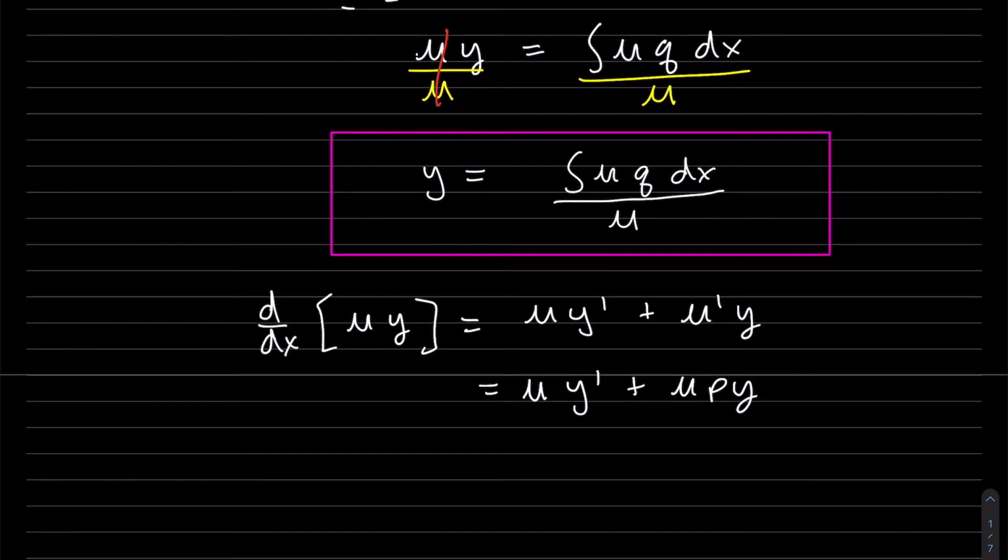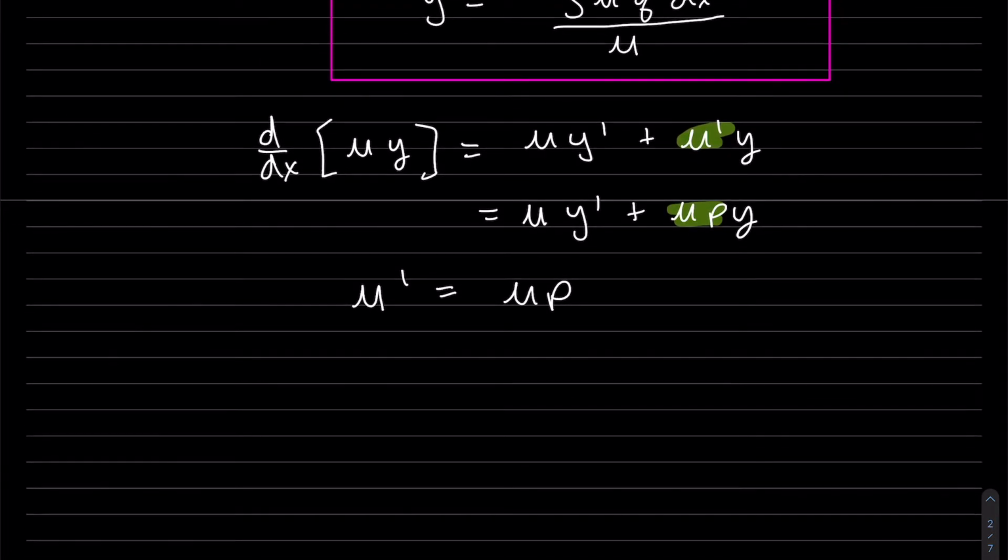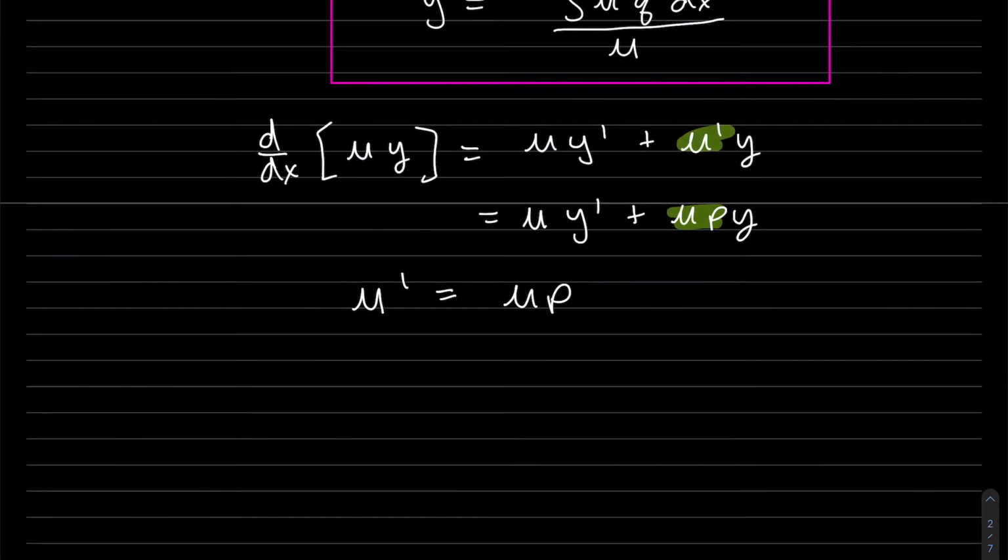I'm just copying the left side. These are almost identical. The y is identical. So it looks like we have to set equal y prime and up. So mu prime has to equal mu p in order for this all to work. So all we have to do is solve for mu, and we have our integrating factor.